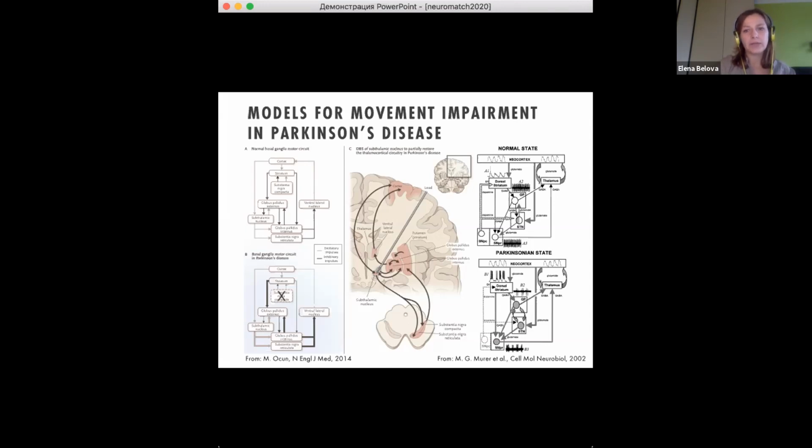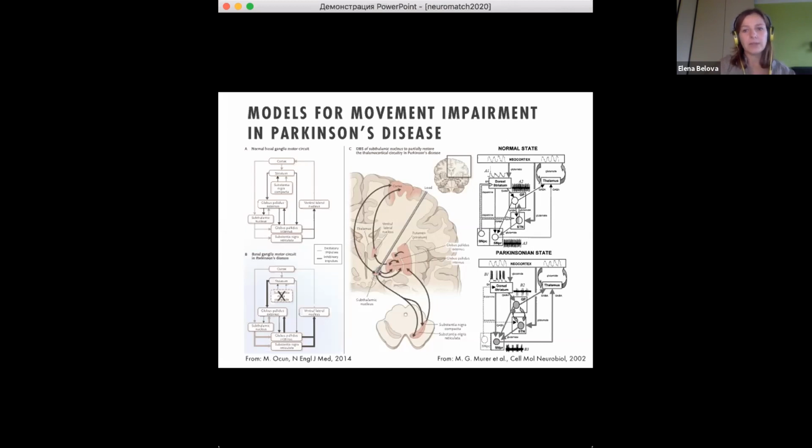Neurosurgeons commonly use micro and macroelectrode recordings to define the borders of the subthalamic nucleus during the surgery. And these recordings provide very important data about neuronal activity in the affected structures in Parkinsonian patients.